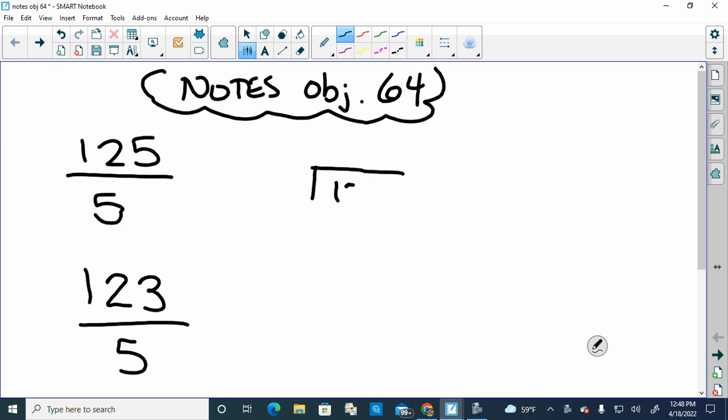So 125 is here. 125 is being divided by 5. So this number goes inside, this number goes outside. When we divided, we would always look at, can it go into 1? No, it can't. Can it go into 12? How many times? 2. So we write the number up above, right?